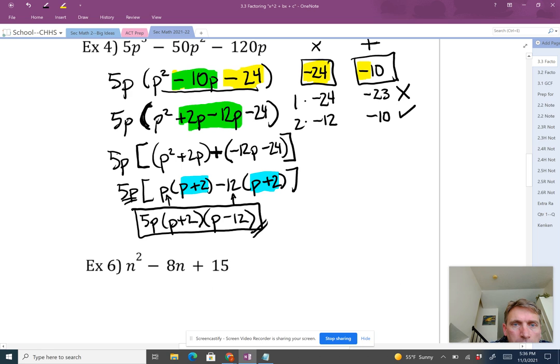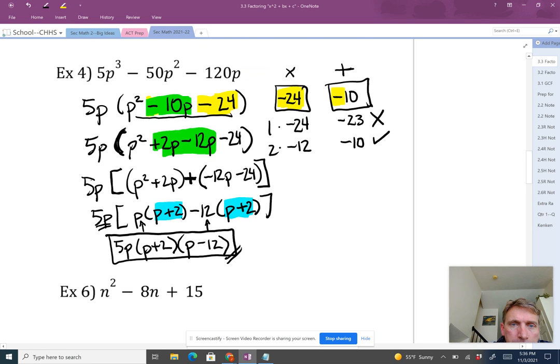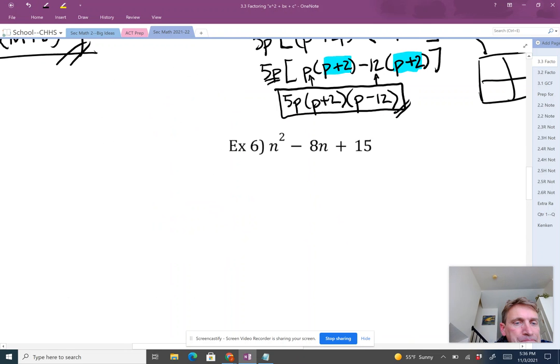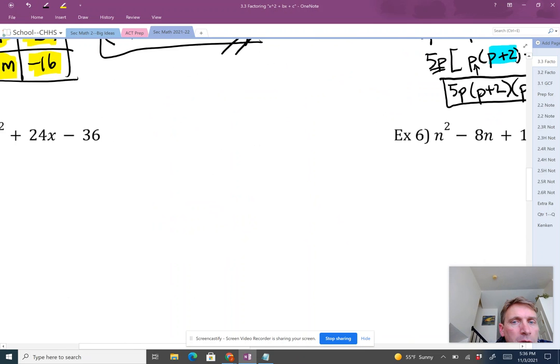All right. We could have just as easily taken this step right here and used a box to factor that out and just put those 4 in there, and we would have gotten the same answer, p plus 2 and p minus 12. All right, let's look at example 5.